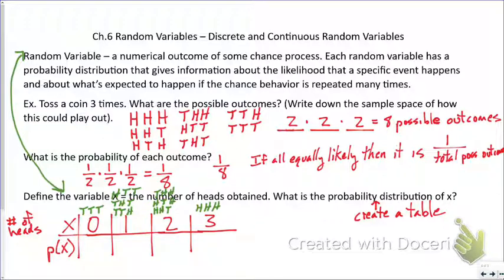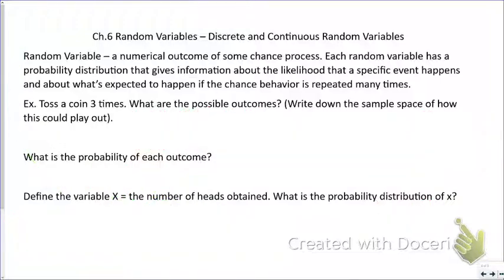All right, now let's attach probabilities. I see only one way out of the 8 that I get 0 heads. I see 3 ways out of the 8. 3 ways out of the 8. And I see 1 way out of the 8 for 3 heads. And one way to check that I did it right is these should all add up to 1.0. Hopefully that made sense. This table is a probability distribution.